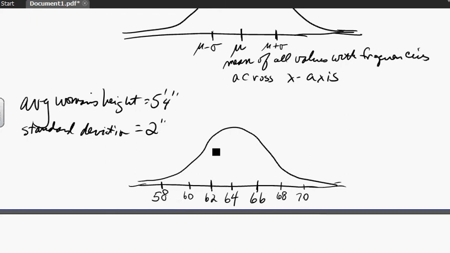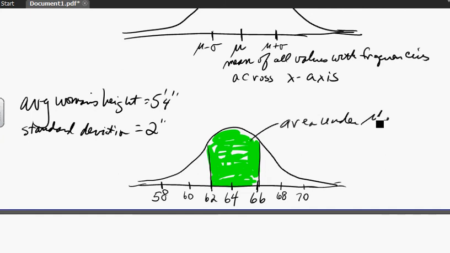Now, if I'm really in a normal distribution, the area under this curve from the mean minus 1 standard deviation to the mean plus 1 standard deviation, so I'm going to color that in green, this area under the curve is 0.68.